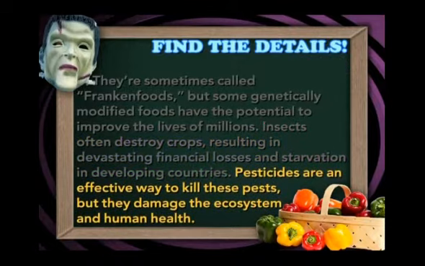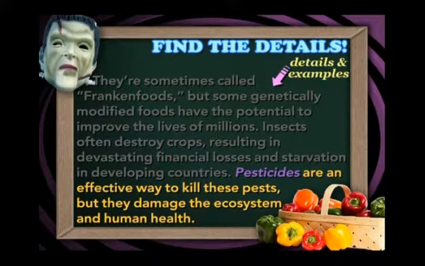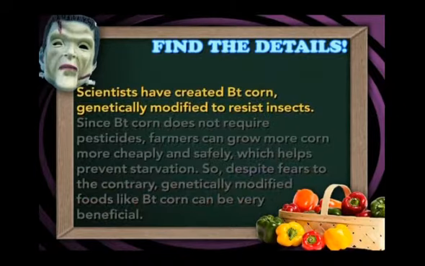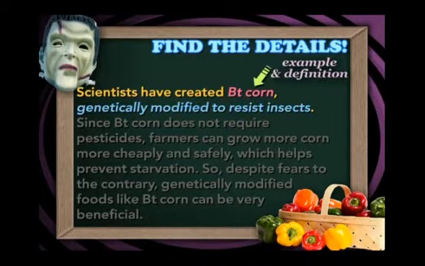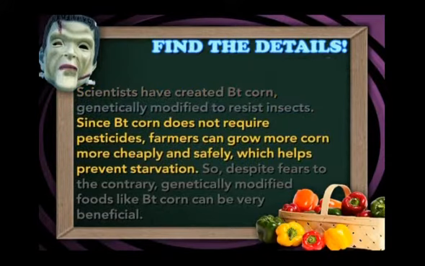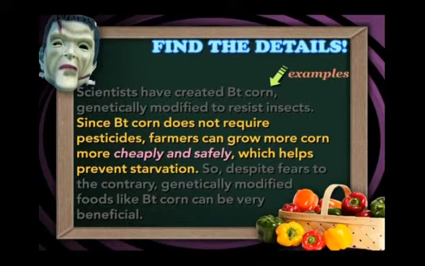Pesticides are an effective way to kill these pests, but they damage the ecosystem and human health. Pesticides is specific, and then I give two examples. I say they damage the ecosystem and human health. Scientists have created Bt corn genetically modified to resist insects. Bt corn is a specific example. Then I define it by saying it's genetically modified to resist insects. That's a specific example. Since Bt corn does not require pesticides, farmers can grow more corn more cheaply and safely, which helps prevent starvation. Cheaply and safely are specific examples, as is helping to prevent starvation.